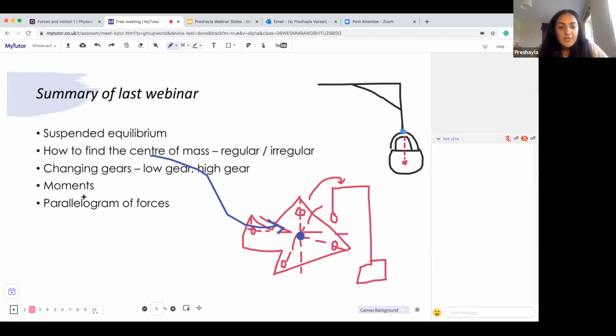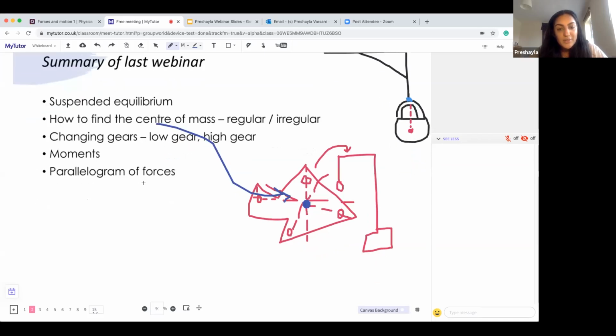Then we moved on to looking at gears, so changing gears, what it means to be in a low gear, in a high gear, changing gears, and how the shafts rotate, which creates a moment. Then we looked at moments, which is force times the perpendicular distance from the pivot, and just being really specific with what distance we are taking. So it needs to be the perpendicular distance from the pivot and not just any distance.